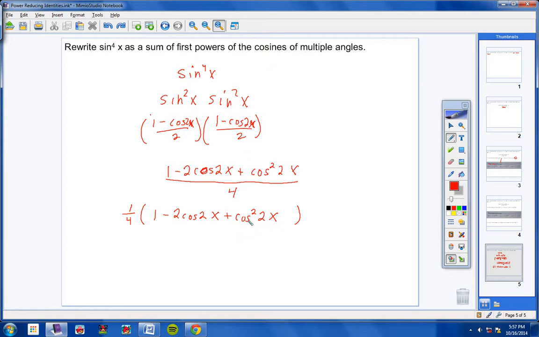So this is the only thing I need to get rid of right here. So I'm going to put 1 minus 2 cosine of 2x plus, and now for cosine squared, I'm going to use my power reducing. Be careful though, notice your u is a 2x. Okay, your u is a 2x.